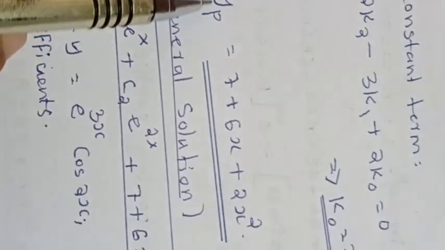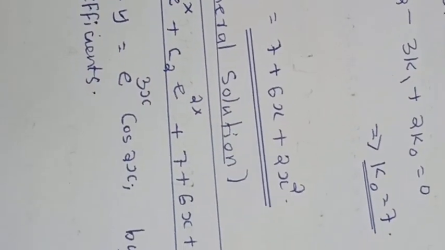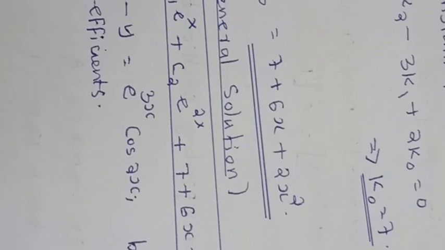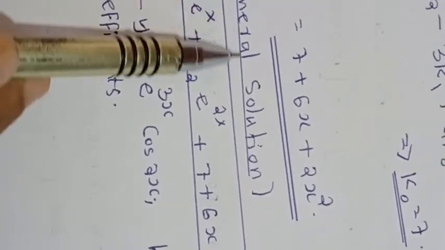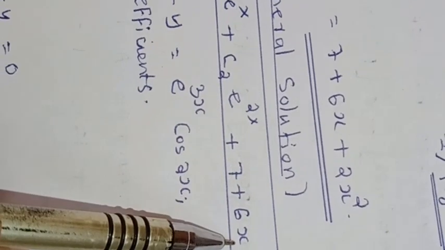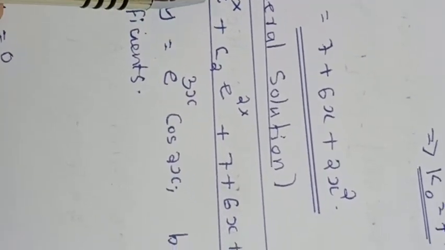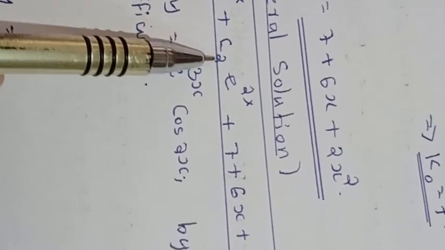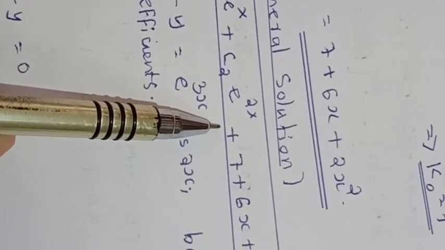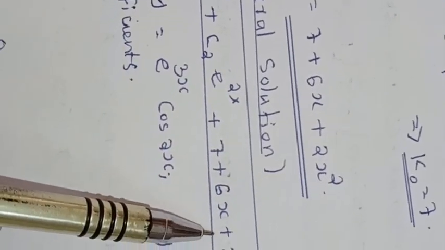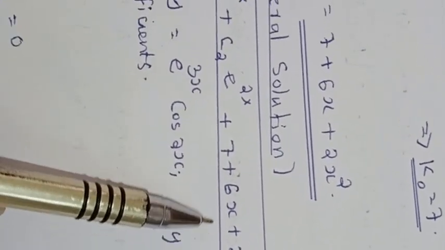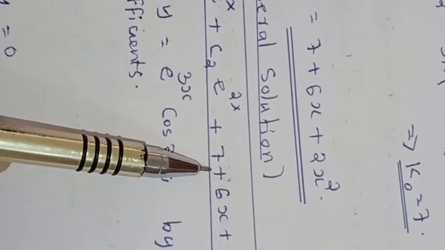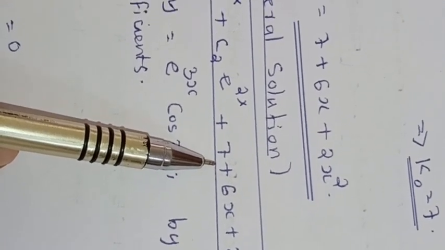Now step 3 is over. We have step 4, writing the general solution. We know the general solution y is equal to yh plus yp. So in this case, it is c1 e raised to x plus c2 e raised to 2x plus 7 plus 6x plus 2x square, and this gives the complete solution of the given differential equation. I hope you all understood this method. Thank you.